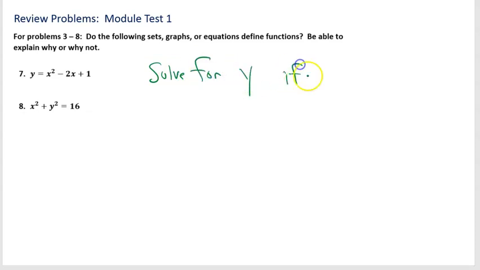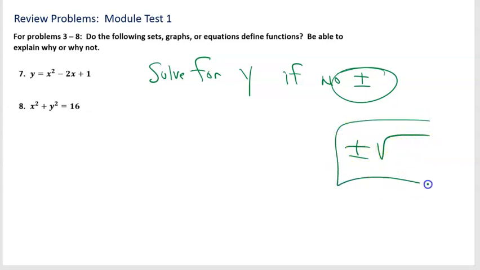If when you solve it, you don't end up with a plus or minus in your answer, then it's a function. Look, this one's already solved for y. I don't mean a separate subtraction and addition, you know what I mean? Like when you have plus or minus the square root. If you have that situation, this is not a function. There is no plus or minus over here. This is just a simple polynomial. There's no plus x squared minus 2x plus 1 and then a negative x squared minus 2x plus 1. There's not that. So this is a function.